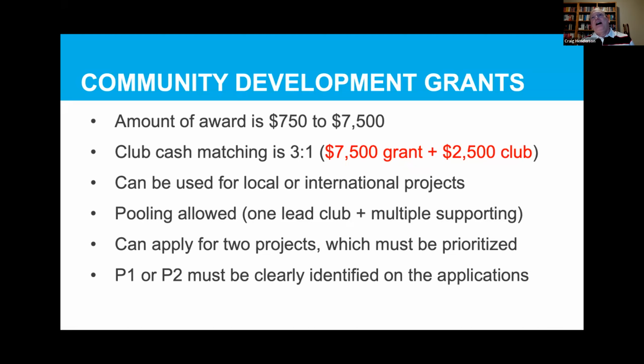As funds permit, we allow clubs to apply for 2 of these kinds of projects. And we always insist that these 2 must be prioritized, either P1 or P2. You'll see that on the application form. The idea here is that we can look at the P2s once we've satisfied all of the P1 requests and we still have funds left over. So we try to do good coverage on the P1s and then pick up and support as many of the priority 2 projects as we can.